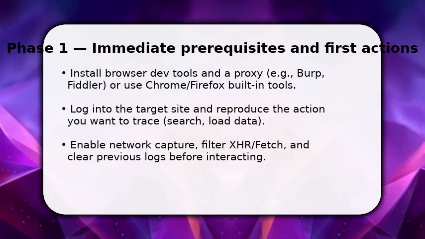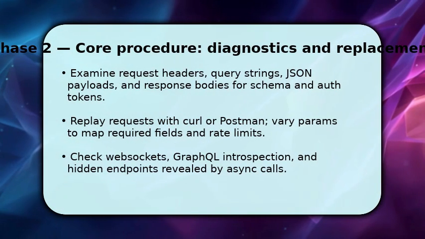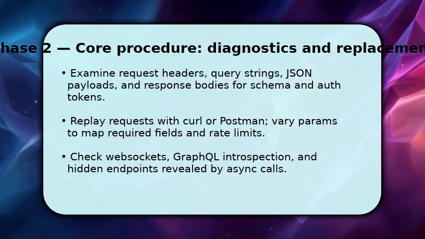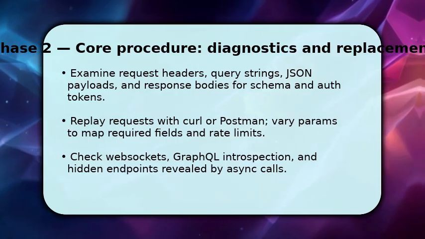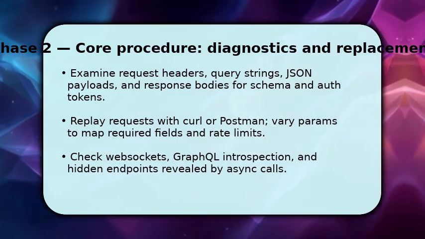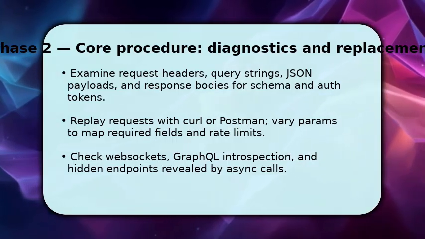Now you dig into each promising request. Click a request, review headers, query strings, and the JSON body to understand parameters and required tokens. You should copy a request as curl and replay it in Postman to confirm behavior. Vary one parameter at a time to map required fields and limits.